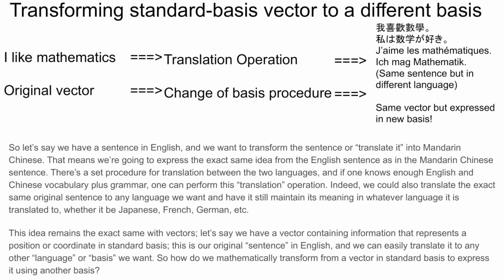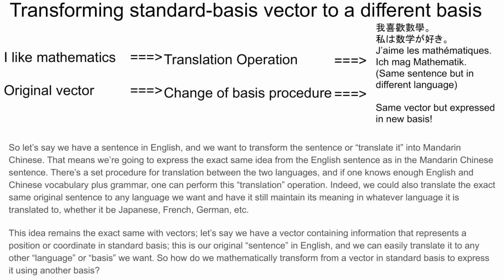So let's say we have a sentence in English and we want to transform the sentence or translate it into Mandarin Chinese. That means we're going to express the exact same idea from the English sentence as in the Mandarin Chinese sentence. There's a set procedure for translation between the two languages, and if one knows enough English and Chinese vocabulary plus grammar, one can perform this translation operation. Indeed, we could also translate the exact same original sentence to any language we want and have it still maintain its meaning in whatever language it is translated to, whether it be Japanese, French, German, etc. This idea remains the exact same with vectors.